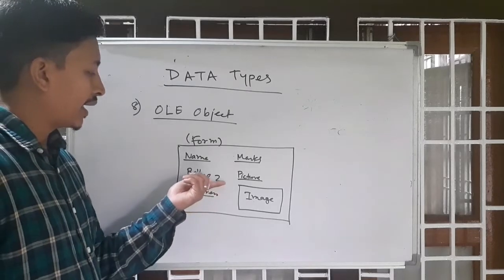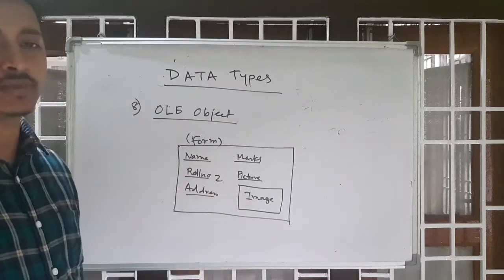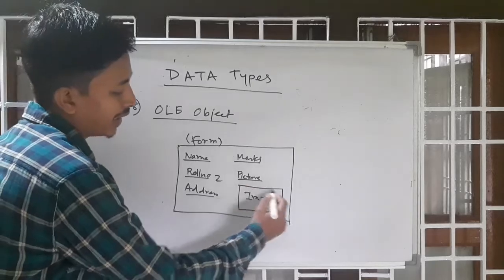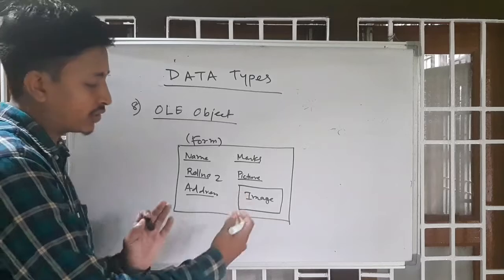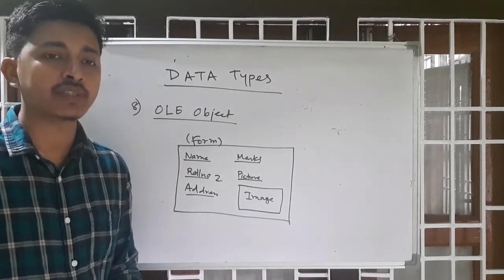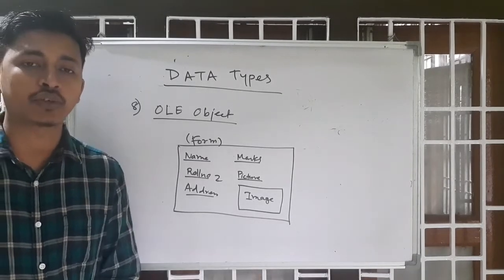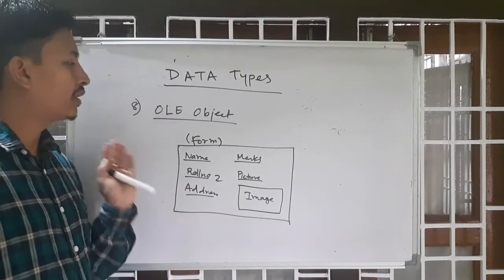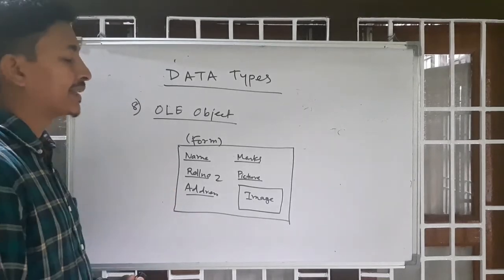Now see, it is basically used for image purposes. In a form, we can easily use OLE objects. We can take an image from the database and you can adjust the image size, image location, or image alignment. Okay. So in this way, we can use OLE object for the purpose of inserting an image, worksheet, or any Word document. Okay. It's very important. OLE objects you can use in MS Access 2007 as a data type.